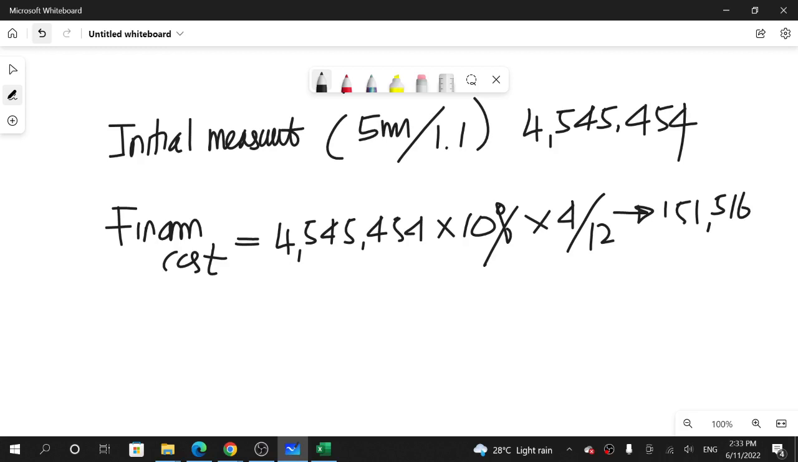Right, so that is going to be the finance cost. Sorry, it should be interest income. Since we have given a loan, that will be interest income for us.